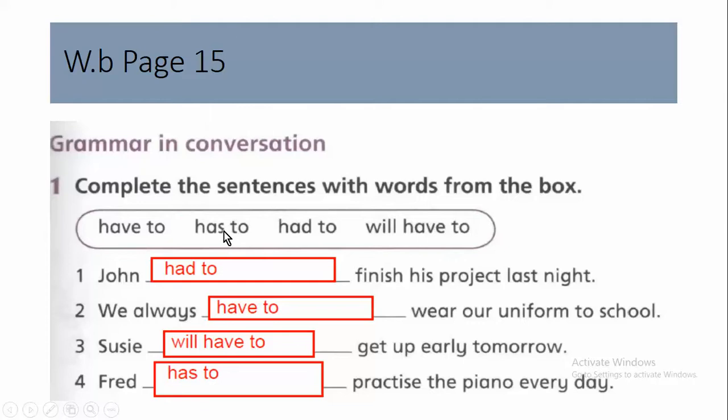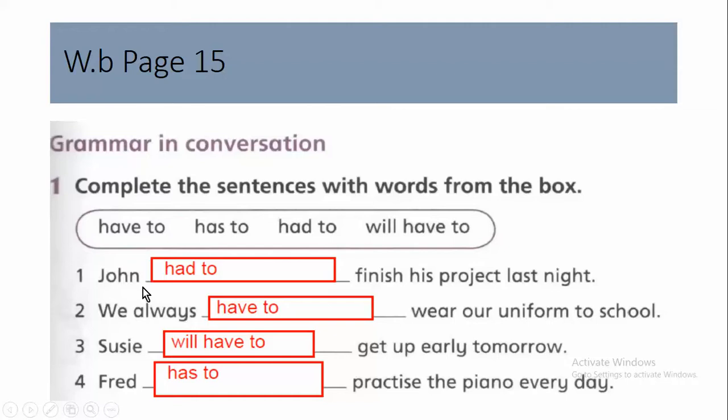As I told you before, have to and has to are both for the simple present. Had to is for the simple past. Will have to is for the future. Have to is with plural. Has to is for singular. Had to is for the past for all the subjects. And will have to is for the future for all the subjects.